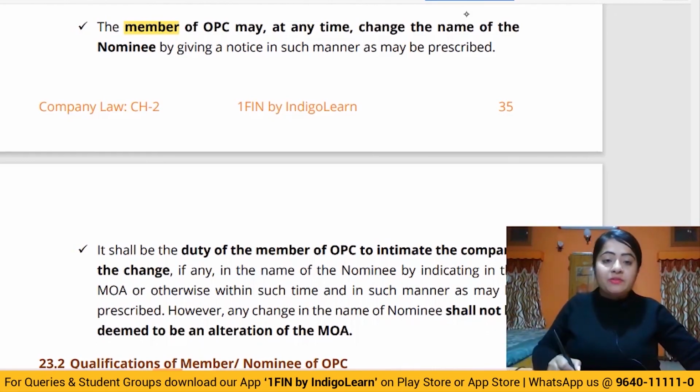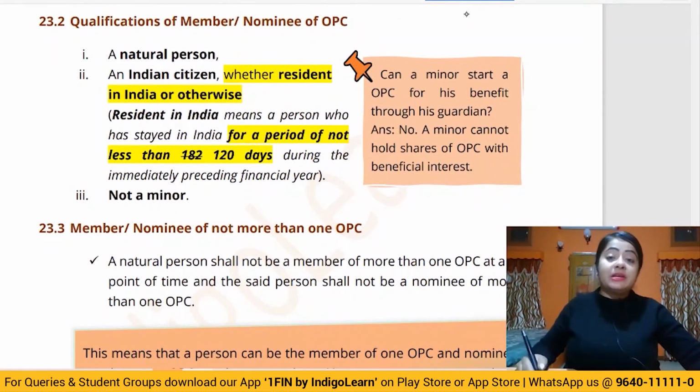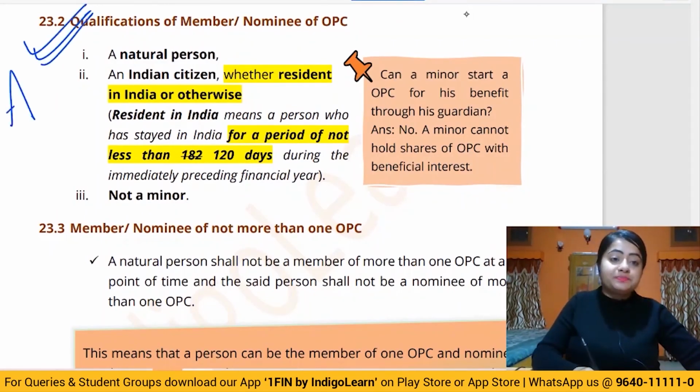Okay. Now, whenever a nominee is appointed or it is changed, the details should be filed with the registrar of companies. At the same time, these details should also be changed in the Memorandum of Association. Now, who can be a member or the nominee of a one person company? Now, here we have a lot of changes. This is the part which is amended.